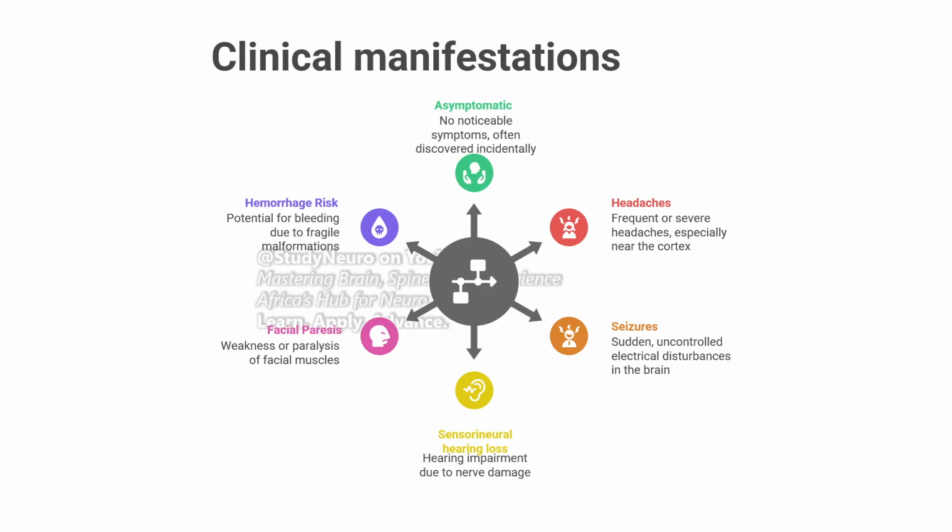The clinical manifestations of venous malformations vary. They are often asymptomatic and discovered incidentally. When symptomatic, they typically present with headaches or seizures, especially if located near the cortex. Rarely, infratentorial lesions can cause sensorineural hearing loss or facial paresis due to involvement of cranial nerves 7 and 8. Larger or structurally fragile malformations carry a risk of hemorrhage.